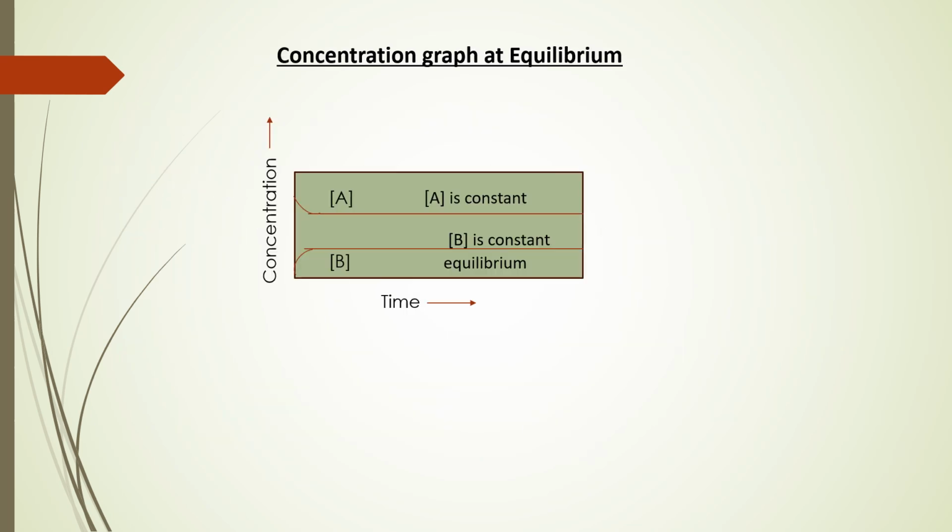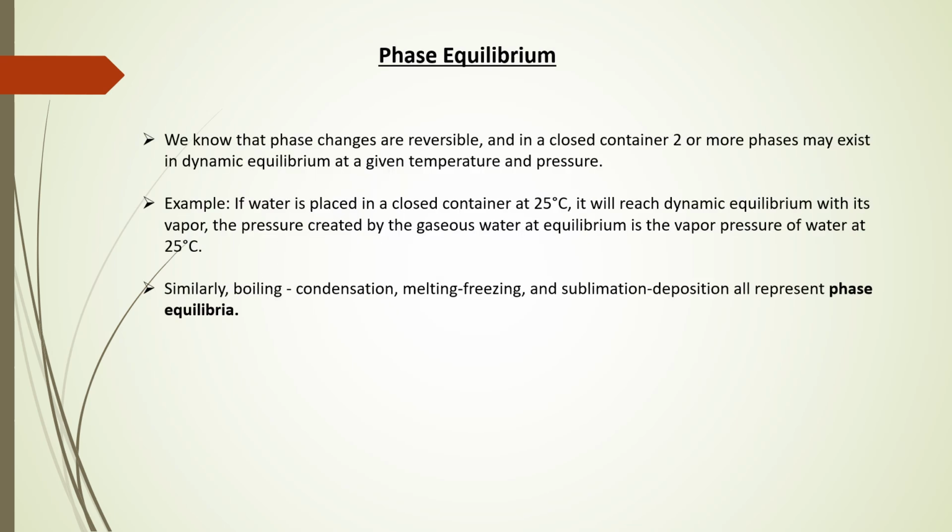Concentration graph at equilibrium. We know that phase changes are reversible, and in a closed container two or more phases may exist in dynamic equilibrium at a given temperature and pressure. For example, if water is placed in a closed container at 25 degrees Celsius, it will reach dynamic equilibrium with its vapor. The pressure created by the gaseous water at equilibrium is the vapor pressure of water at 25 degrees Celsius.